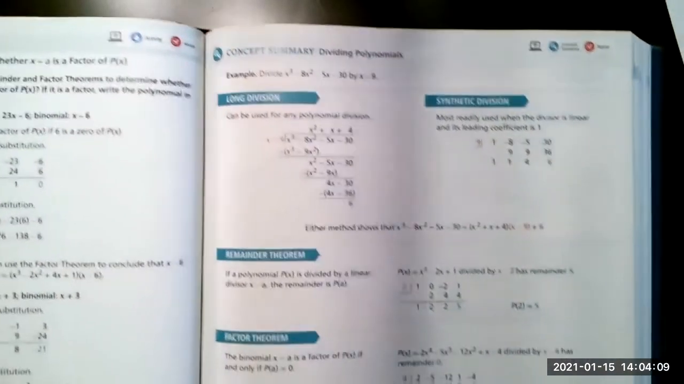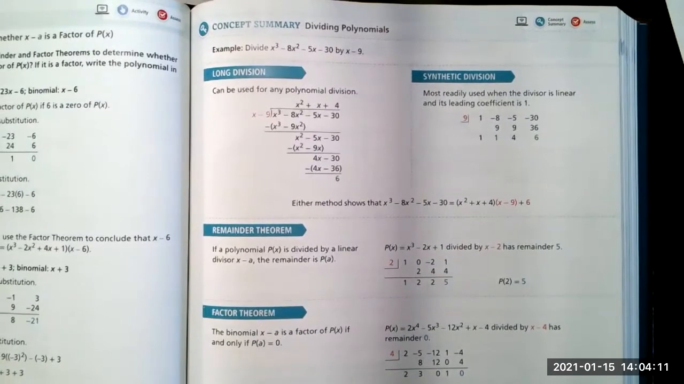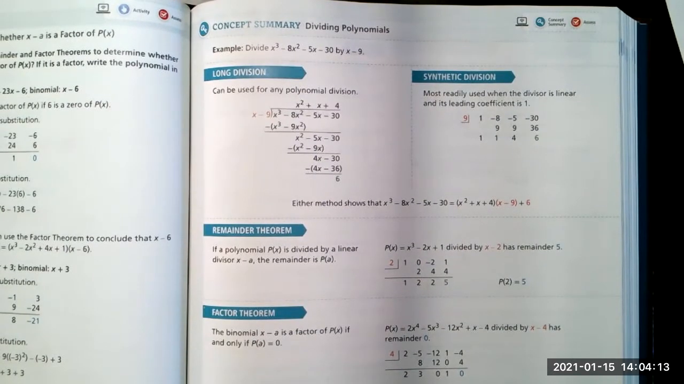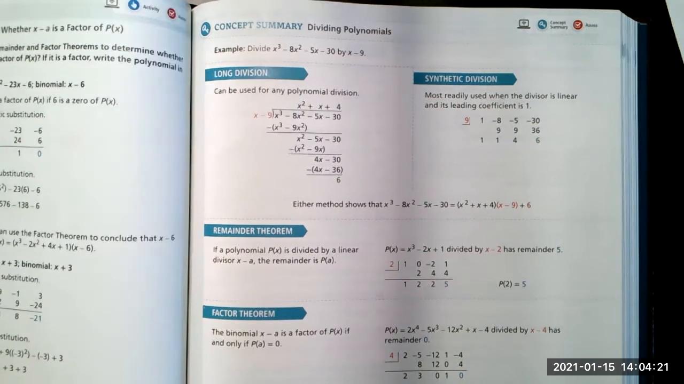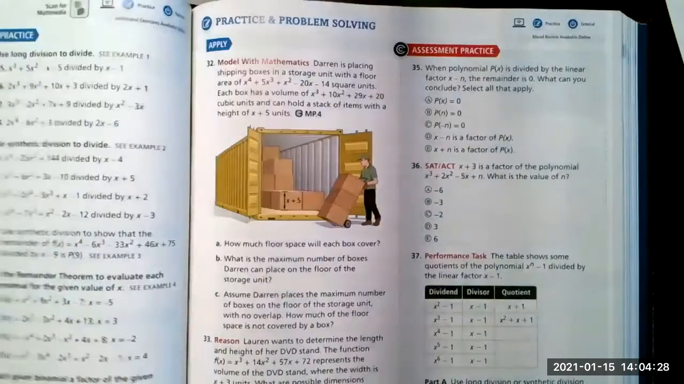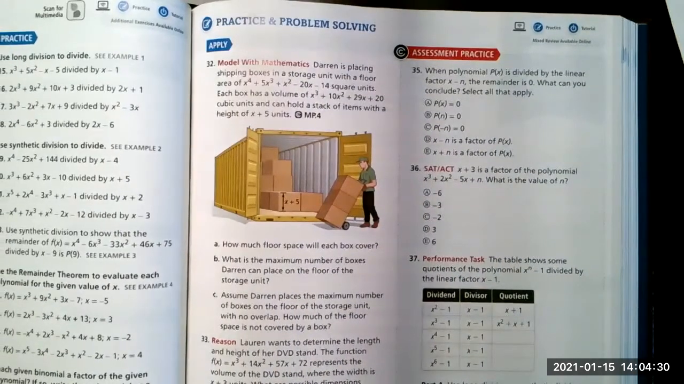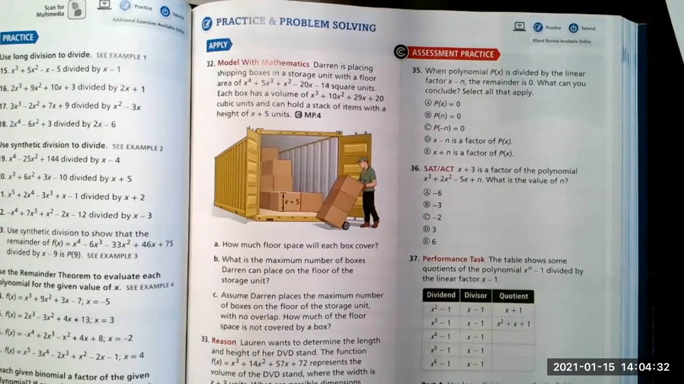On page 159, it's going through a summary of the two types of division here, also the theorems for remainder and factor theorem. So feel free to look through that, maybe tab those things out, take a picture of them, write them down in your notes, something like that. So you can always go back and reference them. And now we will go to page 160 and start working on 15 through 31.